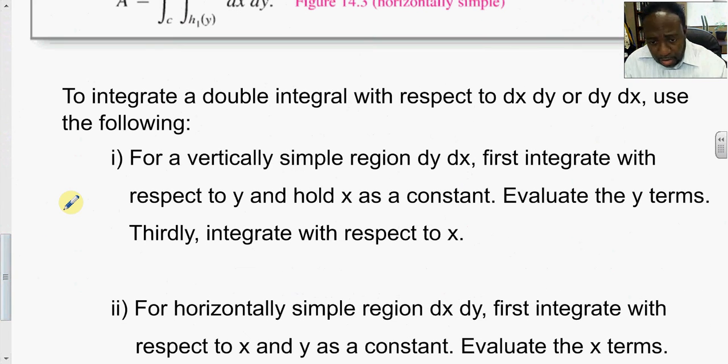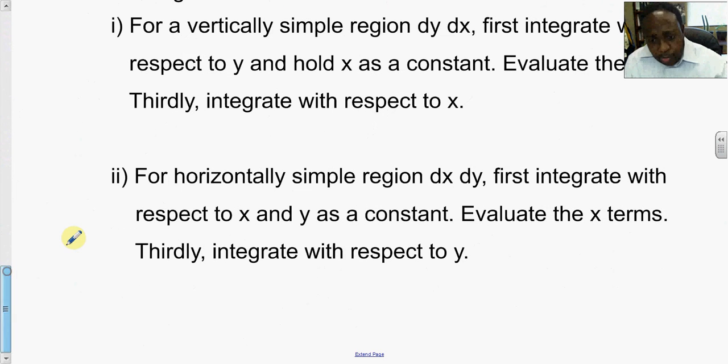Now my notation is this: to integrate a double integral with respect to dx dy or dy dx, we want to use the following. If it's a vertically simple region, dy dx, you first integrate with respect to y, and you're going to hold x as a constant, and then evaluate with respect to y, and then lastly integrate with respect to x. If it's a horizontally simple region, first integrate with respect to x and hold y as a constant, and then evaluate with respect to the x terms, and then lastly integrate with respect to y.